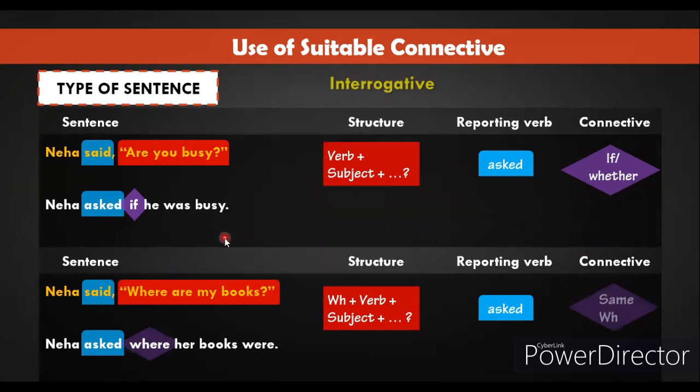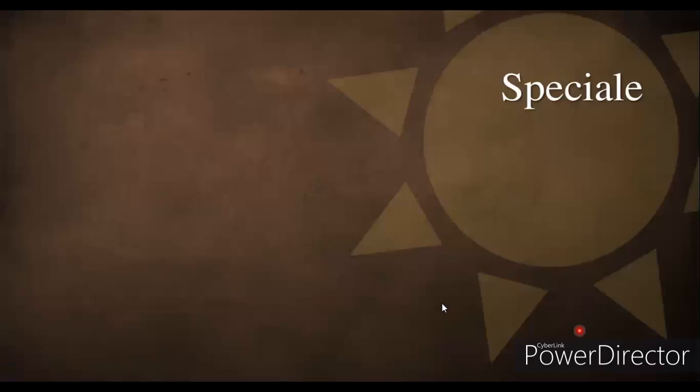The same rule applies for interrogative sentences, that is, said can be changed either to asked or to inquired. But when it comes to the connective, that is comma, in a yes or no question, that is the first one, comma changes to if. But when it comes to a WH question, which has a WH word in it, the same WH word is used instead of comma. So these are some of the important tips that you can keep in mind when it comes to reported speech.